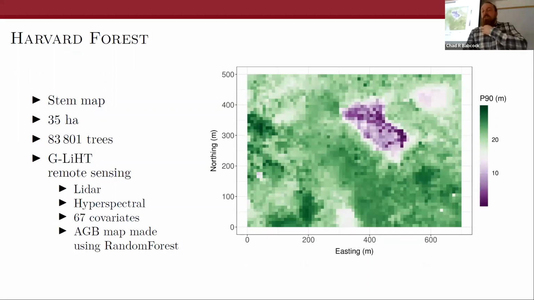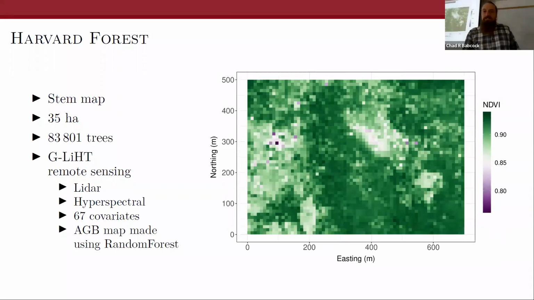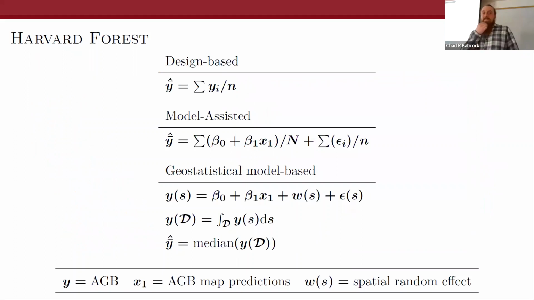There's a map of 90th percentile height. This is just a proxy for the height of the forest. You can see there's a really low-lying area, potentially the swamp, and then we've also got some areas with some tall trees and vegetation. And then there's an NDVI, just some samples of the different types of remote sensing data we can produce here. And now I get to get into statistics, which sure is super exciting for everyone.